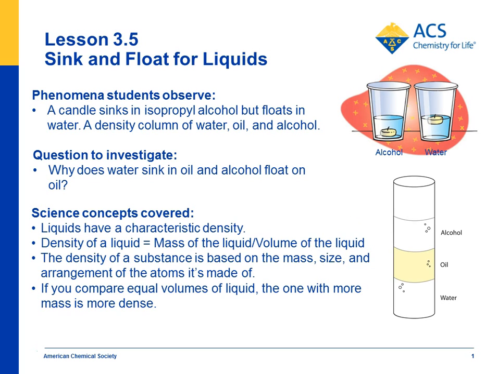The students are trying to figure out why it is that certain liquids are more or less dense than others. The main science concepts covered are that liquids have a characteristic density, that density equals mass over volume, and that the density of any substance is based on the mass, size, and arrangement of the atoms or molecules that it's made of. And if you compare equal volumes of liquid, the one with more mass is more dense.